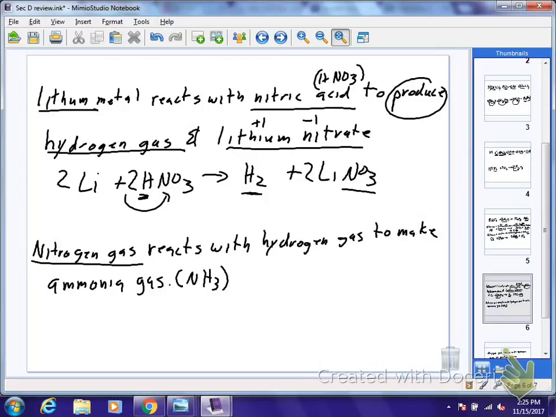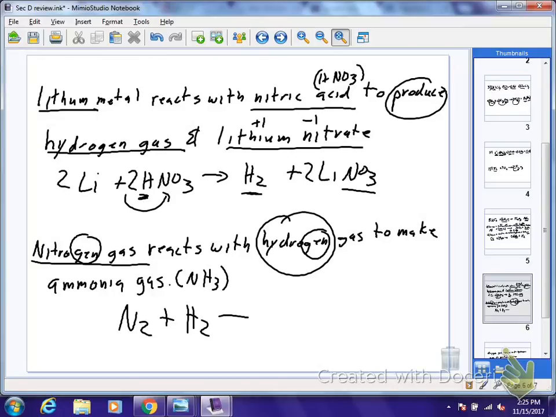Next one's nitrogen gas. It ends in gen, so that's N2. Hydrogen gas is H2. It makes ammonia, NH3. So there's our free 2. So what we have to do is put a 3 in front of this hydrogen, a 2 in front of NH3, gives me 6 hydrogens, and then the N2 works fine, so that one's balanced.